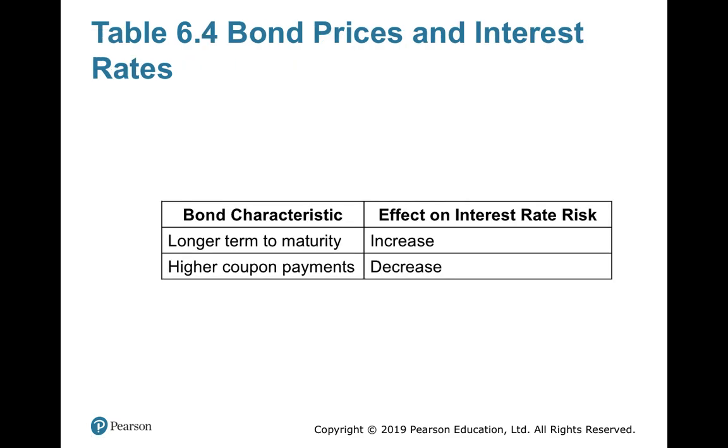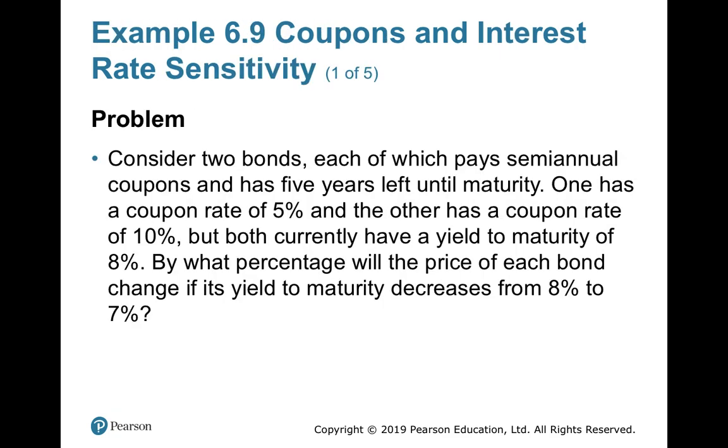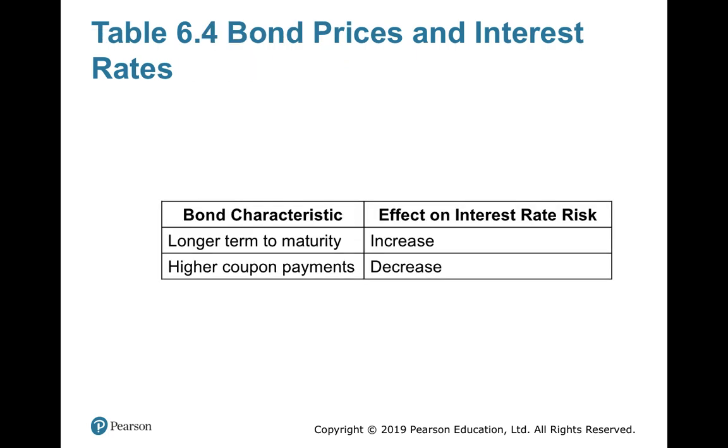Now we will have this kind of conclusion. With longer term to maturity, the effect of interest rate risk is high. With a higher coupon payment, the interest rate risk will be lower. We have seen one problem here. First, longer term maturity means higher interest rate risk. We checked it with 5-year and 40-year bonds. In the previous question, we saw that the 40-year bond is riskier than the 5-year bond in terms of interest rate risk.